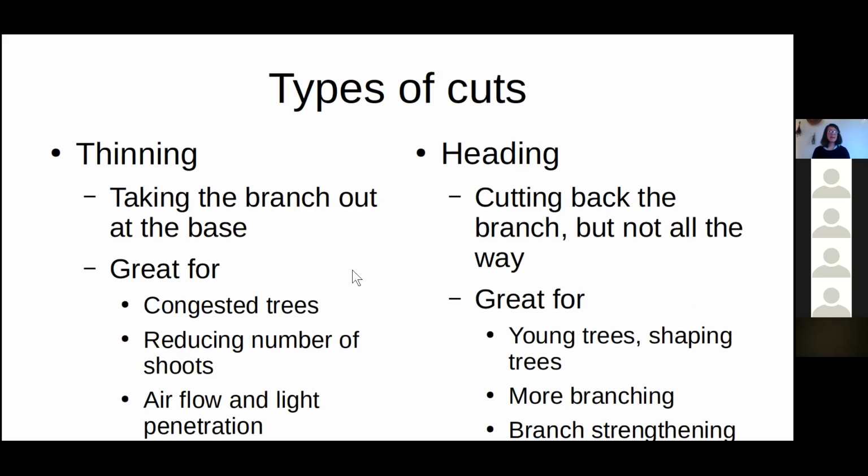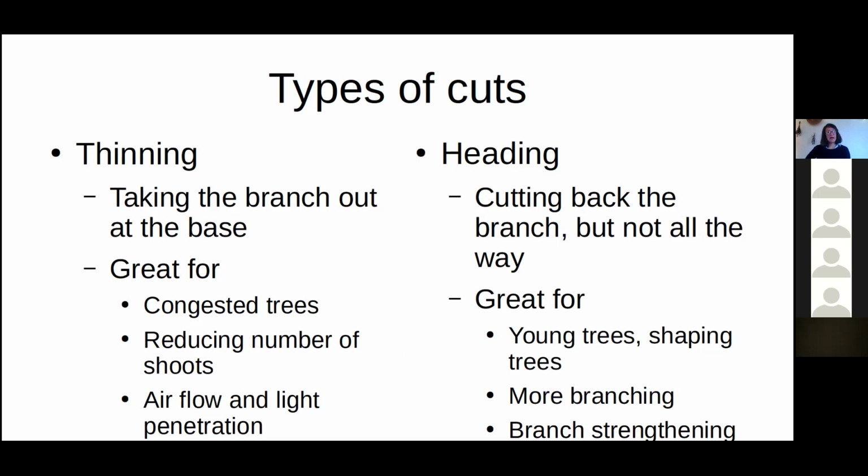Okay, so types of cuts. We have mainly heading and thinning cuts. Thinning cuts, I did mention that a little bit before, and the next slide shows you a photo of what I mean. Most of the cuts can be divided into these two types. A thinning cut is going to take the branch back right out at the base. And this is really good for renewal. It's good for clearing your tree. And of course, the fewer cuts you make on your tree in a given year, the better.